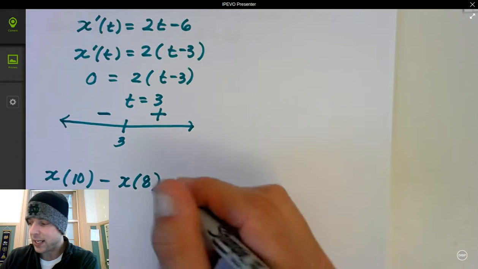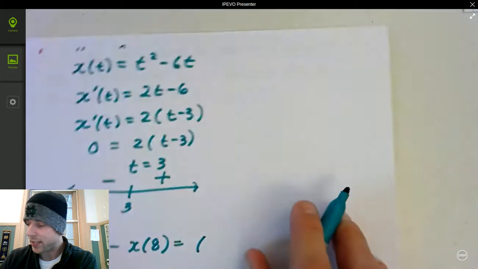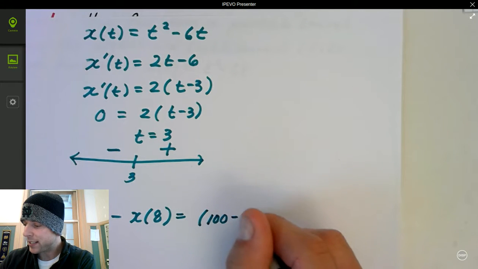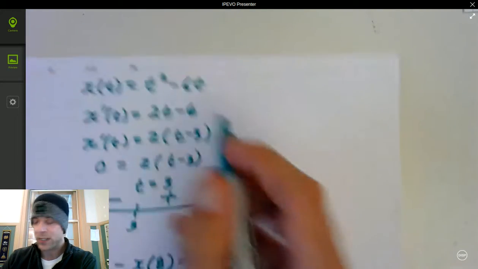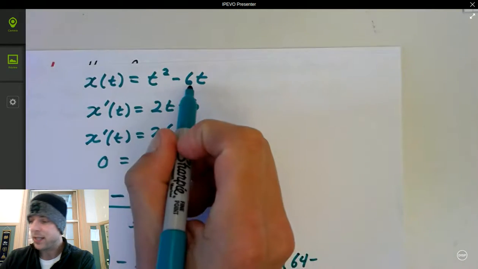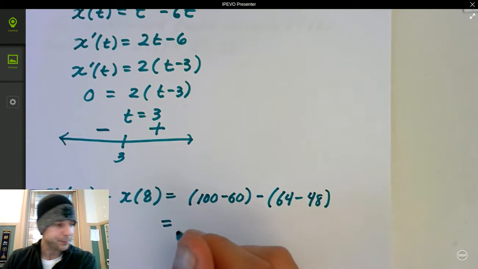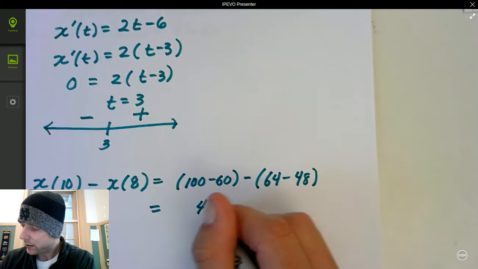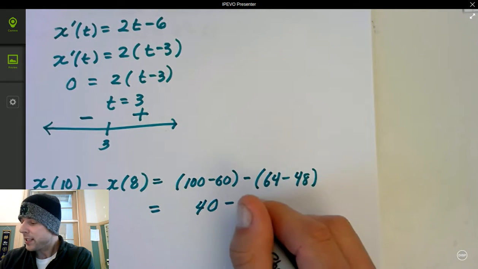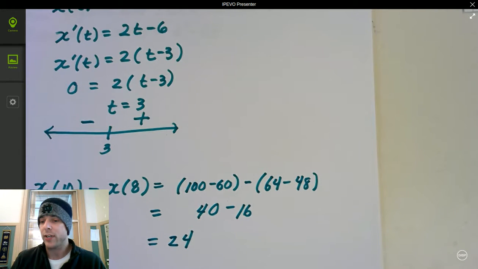So when I plug these in, I get 10 back into the position function, 10 squared minus 6 times 10, or 100 minus 60, for this, minus, okay, now I got to plug 8 in. 8 squared is 64, 64 minus 8 times 6 is 48. When I do that, I end up with my result of 40 minus 16, which I get a distance of 24. So that's how far that particle traveled from 8 to 10 seconds.